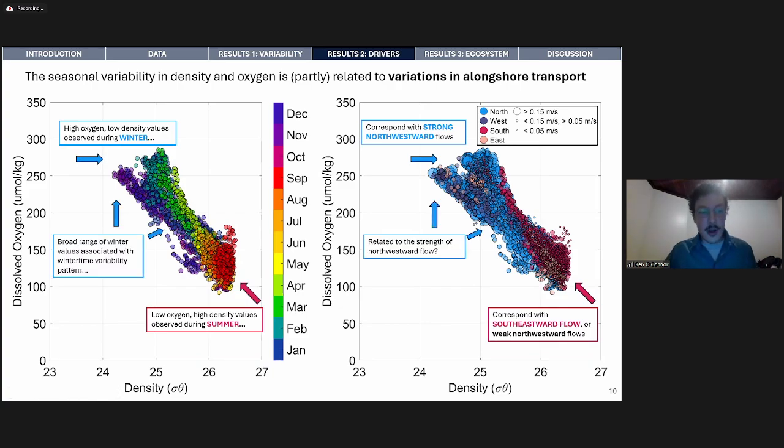And we can see that the broad range of winter values associated with the wintertime variability pattern are related, perhaps not to the direction of the flow. For the most part, it's always oriented towards the northwest, but maybe to the strength of that flow. You can see the scatter points are generally lower throughout the center of the mass here, and the higher velocities are up towards the top in the very high oxygen conditions.